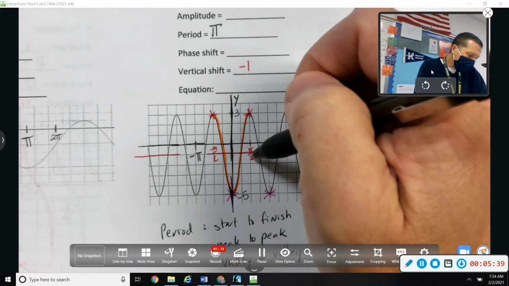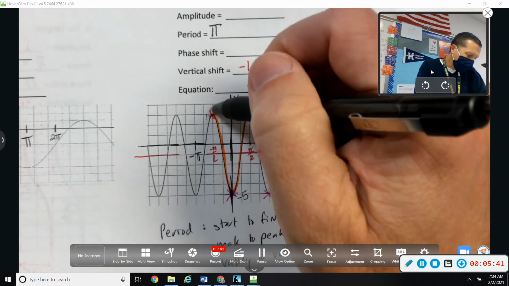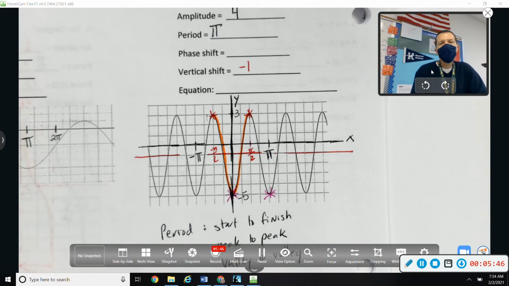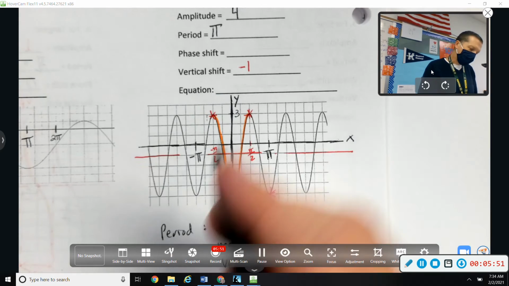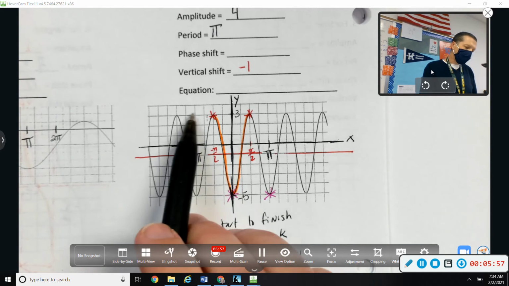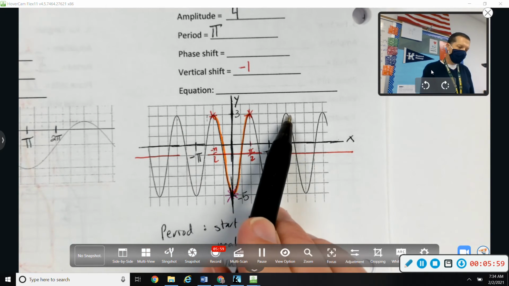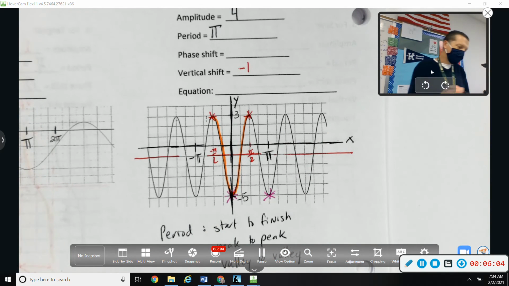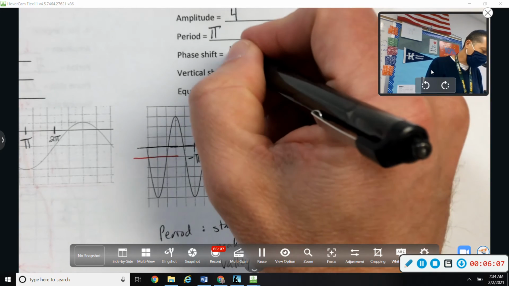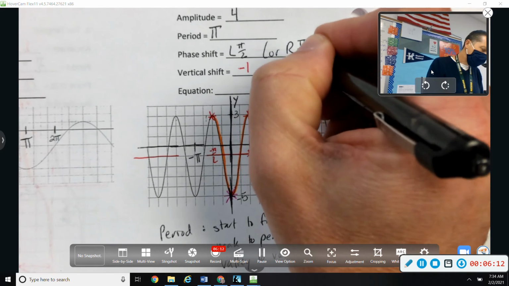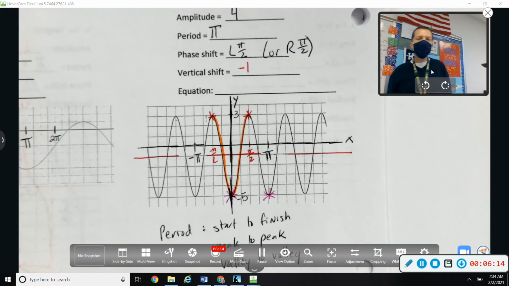Let's see. Amplitude is how high above the midline we are. Well, it looks like we're 4 up and 4 down, so amplitude is 4. Phase shift, you have 2 equally good options. I could go left pi over 2 or right pi over 2, or left however far this is, or right however far that is or that is. So you've got an infinite number of options for phase shift. But I'm going to go left pi over 2. And for this one, right pi over 2 would work as well.